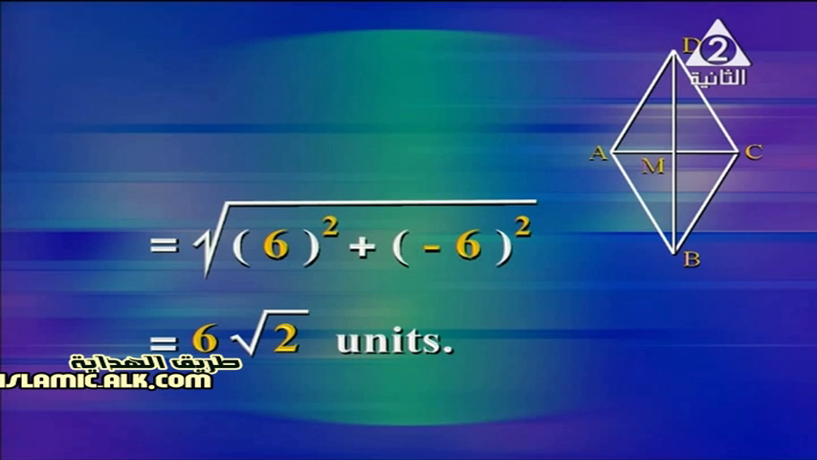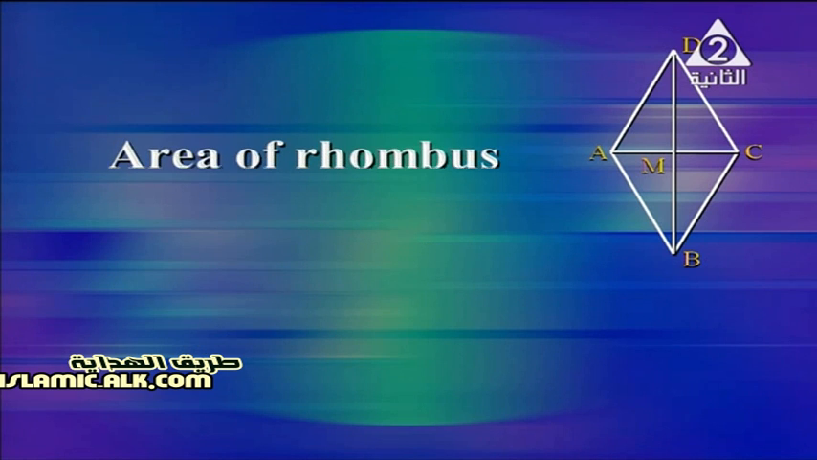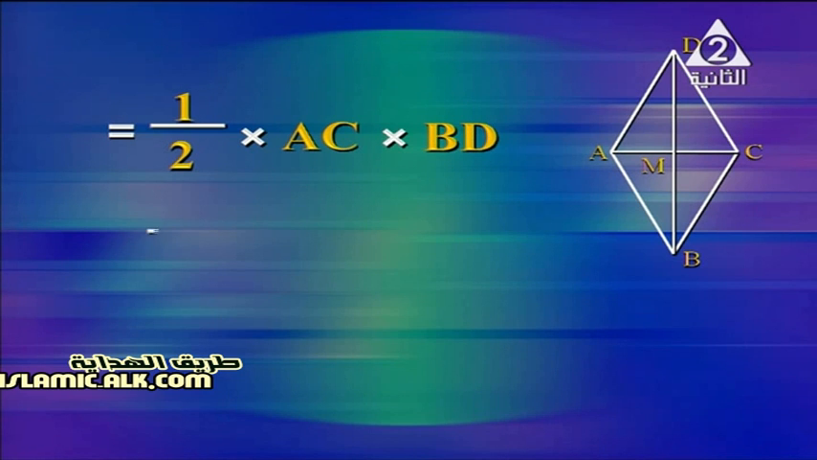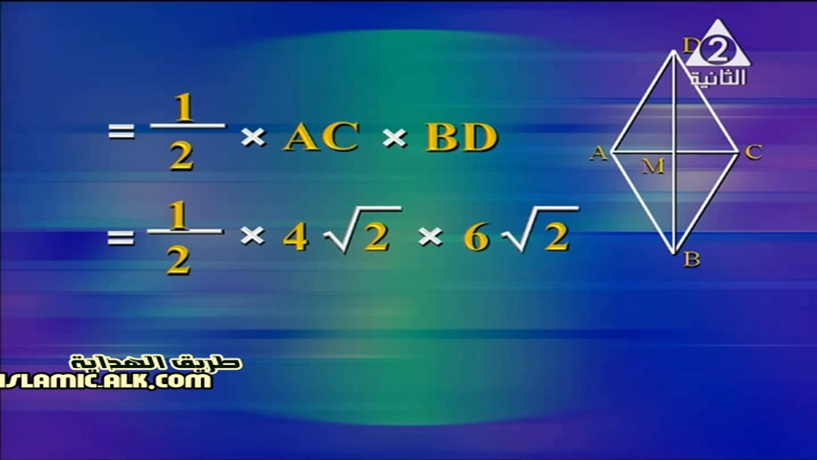Now you have got the length of AC and BD, which are the two diagonals. So what about the area of rhombus ABCD? The area of a rhombus equals half the product of its diagonals. So it is half the product, it means multiplication, of AC and BD. So it is half multiplied by 4 square root 2 multiplied by 6 square root 2, to obtain a result as 24 square units.